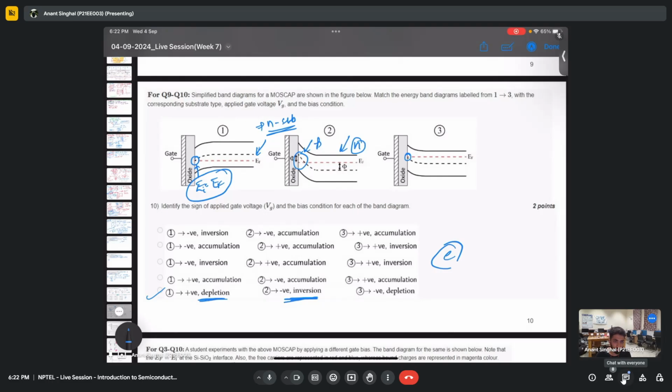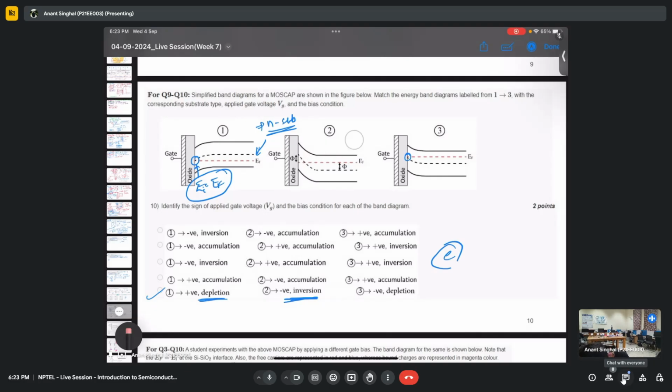Any doubts in this? No, sir. Next two terms, please repeat again. What repeat? This again. Number 2 and 3. Okay, okay. Number 2 and 3. Okay.